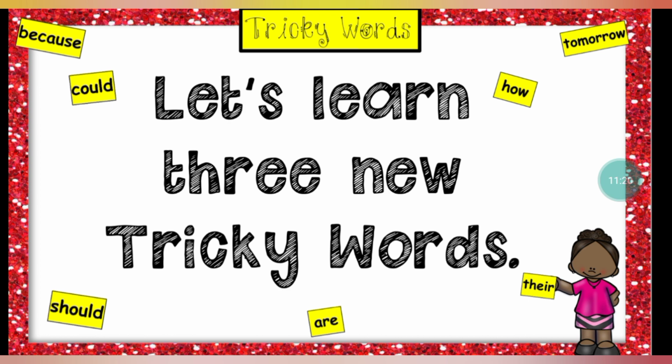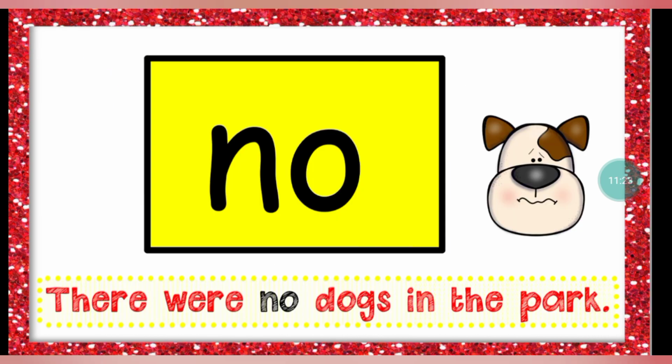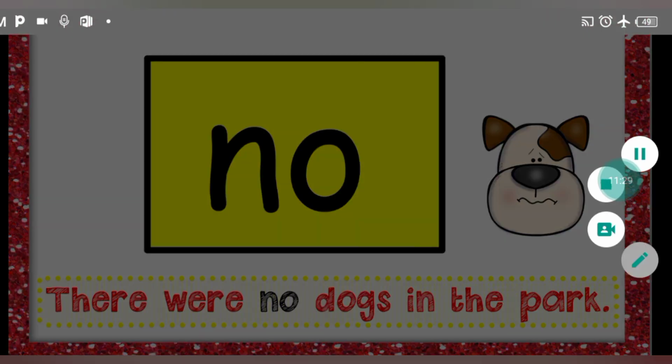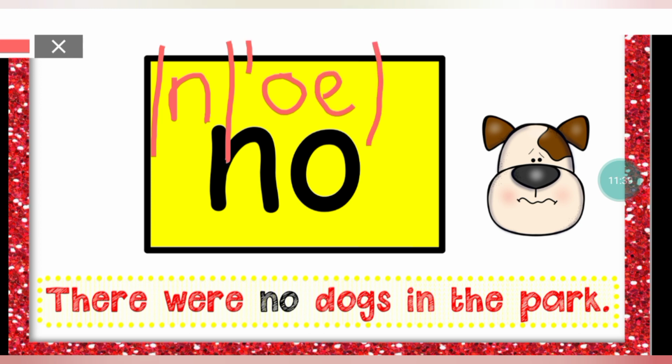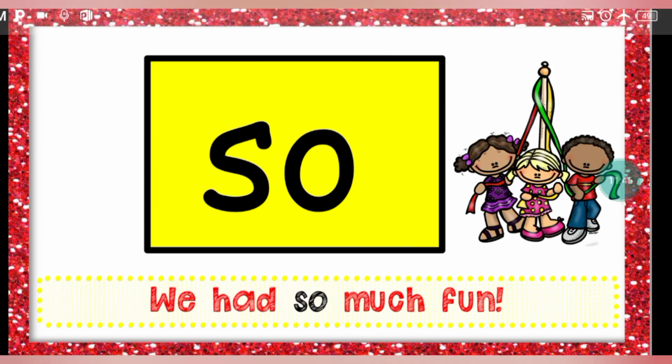Okay, let's learn 3 new tricky words. The first one is what? No, I know you know this. It is a tricky word, and the tricky word no is segmented as a stroke and O sound. This is the O sound, okay? This is the O sound. O. There were no dogs in the park.